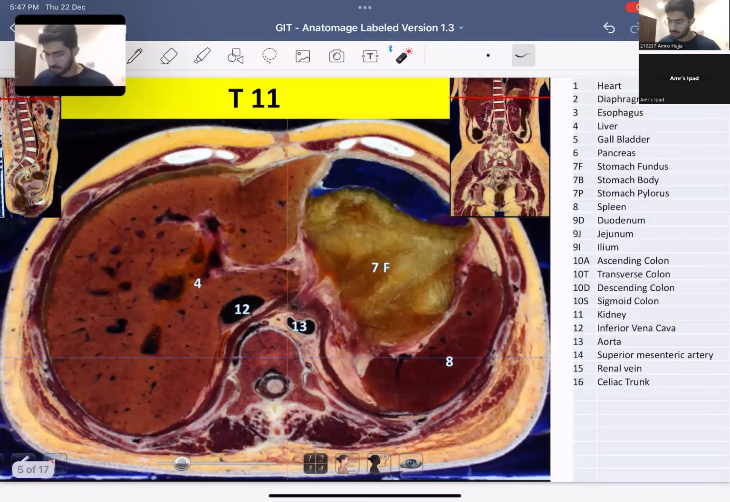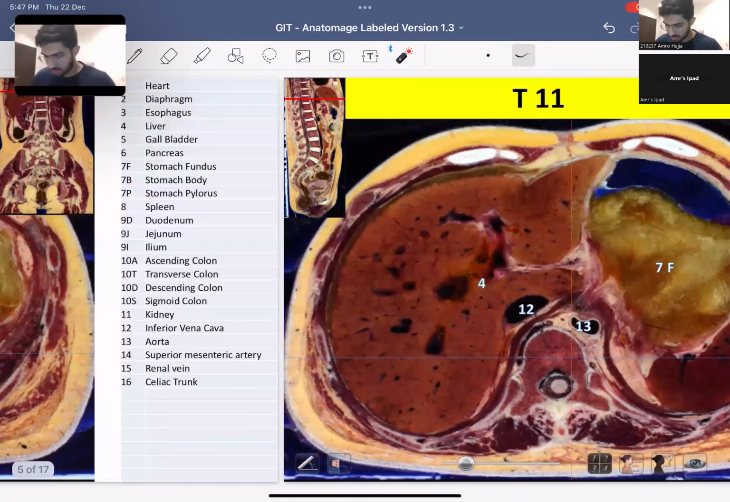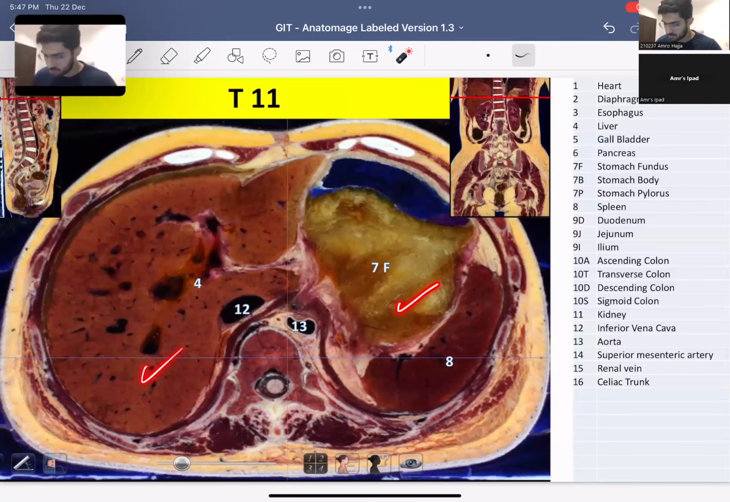Okay. Now, T10 we had liver, stomach, lung. T11, liver, stomach, spleen. Okay, and it's different than T12. We're gonna see T12. Tamam? So let's just go over the labels. Here we have the liver. Here we have the inferior vena cava.